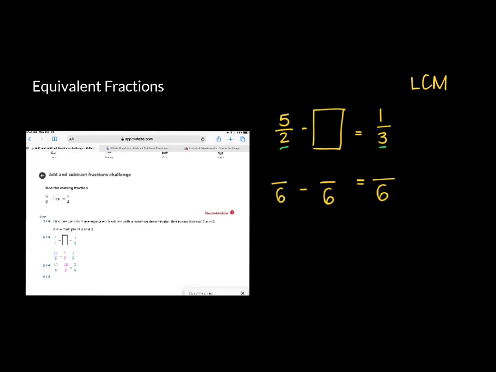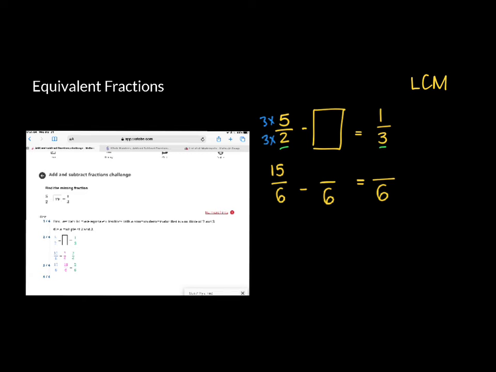Now this first number here, we are going to take 2 over here and multiply it by 3 to get 6, right? Down here, which means on top, we also have to multiply by 3. If we times the bottom by 3, we times the top by 3, and that will give us 15 over 6.